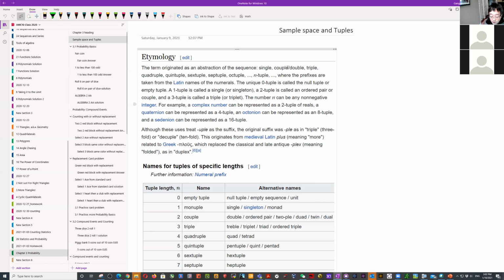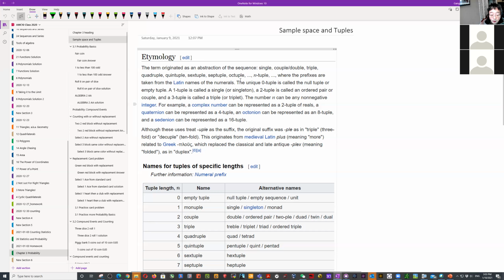But in the finite chance problem, which you can count, usually the end result comes into a terminology called tuples. So what are tuples? Tuples usually are like an ordered sequence, a finite ordered sequence. The terminology of the tuple originates from single, couple, double, triple, quadruple, quintuple, sextuple, septuple, octuple, and so on.